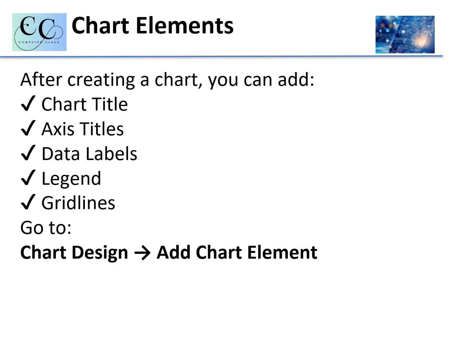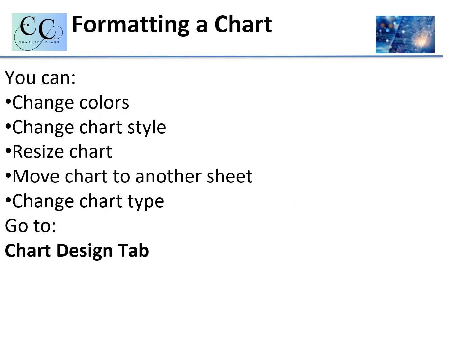Chart elements. After creating a chart, you can add chart title, axis title, data labels, legends, grid lines, and this is done by going to chart design. Then you can add chart elements as you want. Formatting a chart, you can change color, you can change the style, you can resize the chart, you can move the chart to another sheet, and then you can also change chart type.